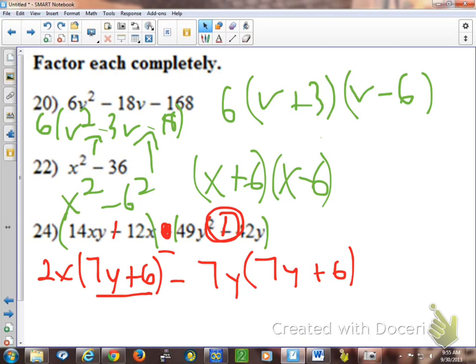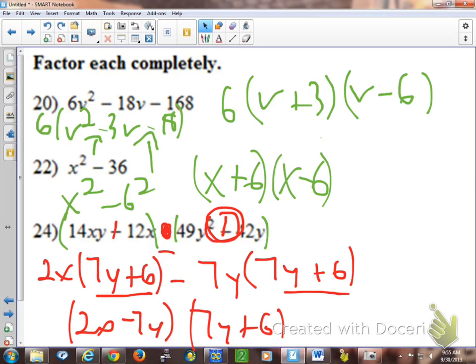Are our pieces the same? Yes. And they should be if you do it correctly. Now all you have to do is bring that down and combine the pieces in front of them. 2x minus 7y, and that'll be in parentheses as well. And it's now kind of one big multiplication problem.